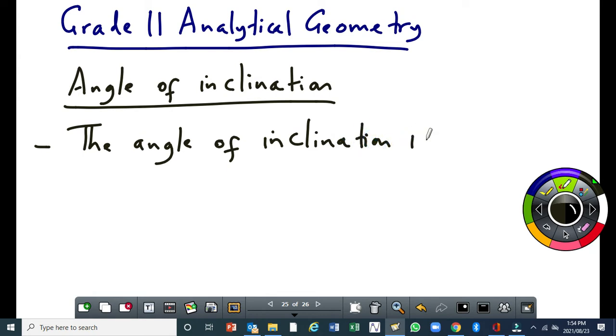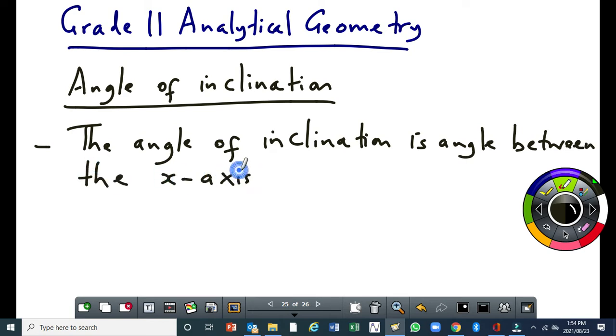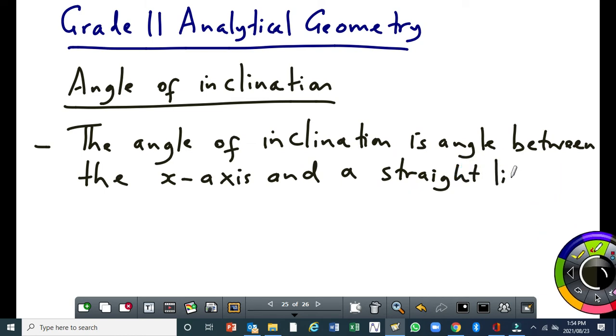The angle of inclination is an angle between the x-axis and a straight line. Okay? So the angle of inclination is an angle between the x-axis and a straight line.